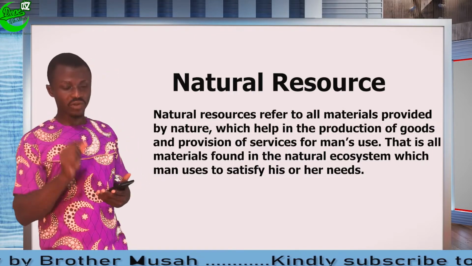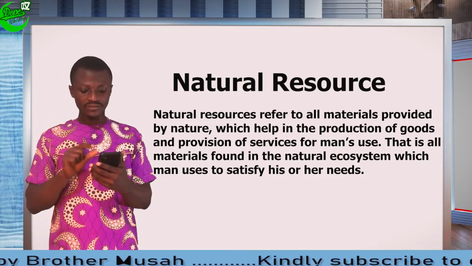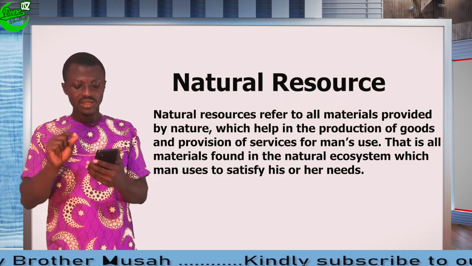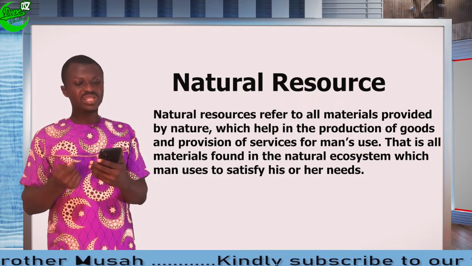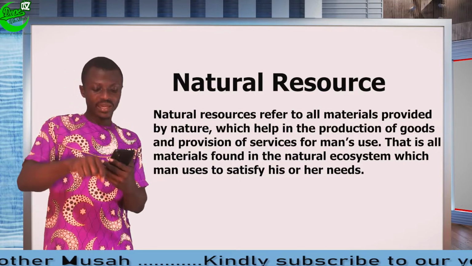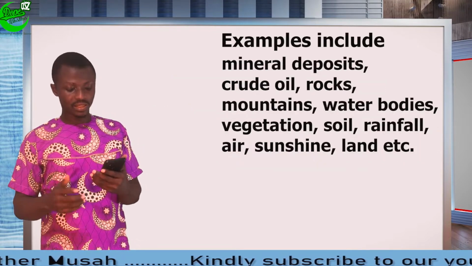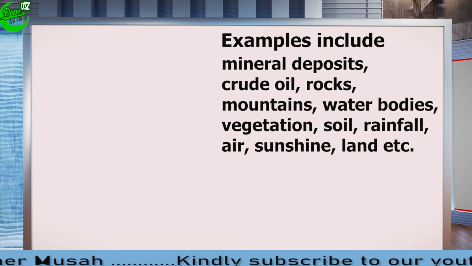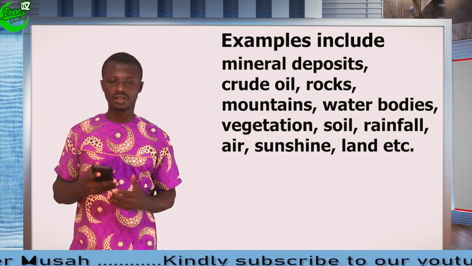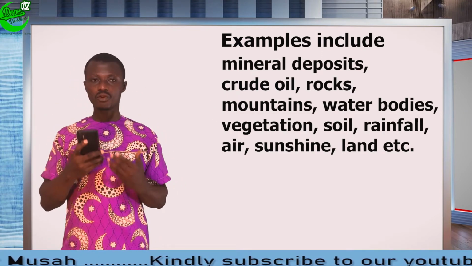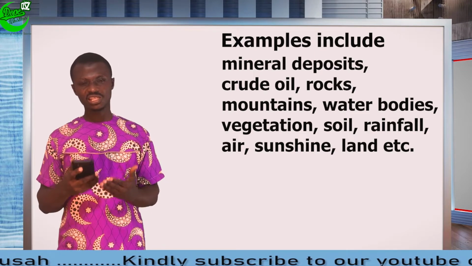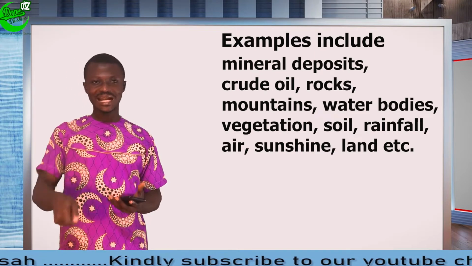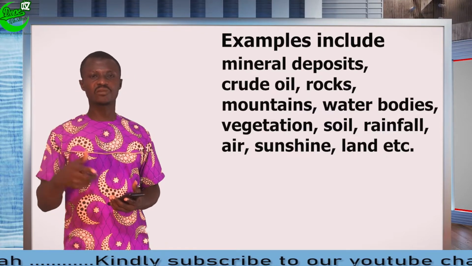That's what natural resources are. We can go further to say it is all materials found in the natural ecosystem which man uses to satisfy his or her needs. And we can give examples. Examples of natural resources are mineral deposits, rocks, mountains, water bodies, vegetation, soil, and even land. These are some of the natural resources that we have.